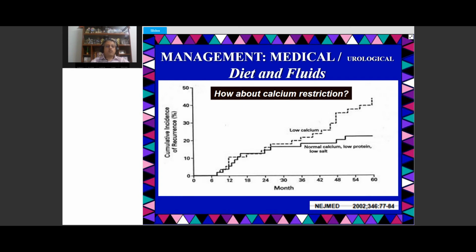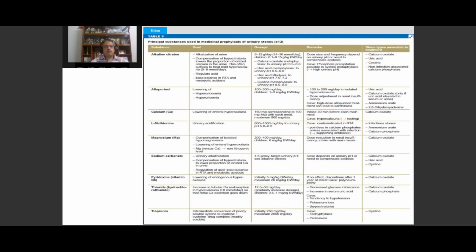I'll not go through this in detail, but basically there are various substances that can be used as prophylaxis of urinary stones. We have mentioned the citrates, alkalinization, allopurinol in hyperuricosuria, but remember high-dose allopurinol can precipitate xanthinuria. We do use a thiazide quite a lot in hypercalciuria, but if you're using it over a prolonged period, make sure that you are looking at the lipid metabolism, glucose metabolism, and uric acid.